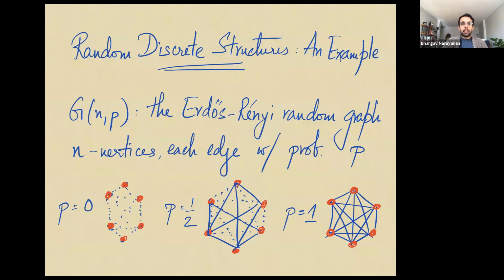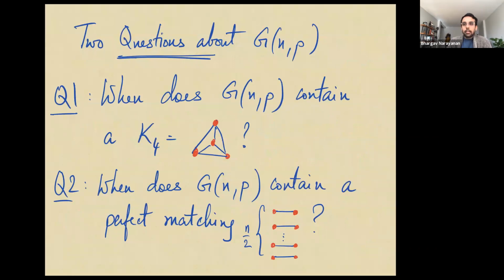With that out of the way, here are a couple of questions about G(n,p). Easy questions, but a good starting point nonetheless. The first question is the following. When can you find a clique of size 4, let's say, inside G(n,p)? Of course, "when" should be made precise. As I slide p all the way up from 0 to 1, we go from what looks like the empty graph to what looks like the complete graph. And I'd like to know roughly when do I start to see cliques of size 4? So that's question 1.